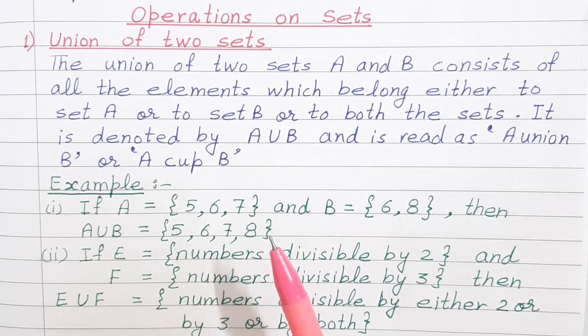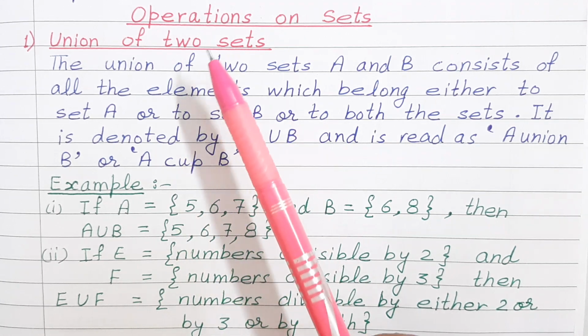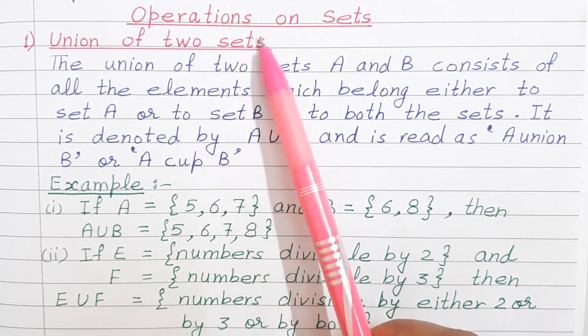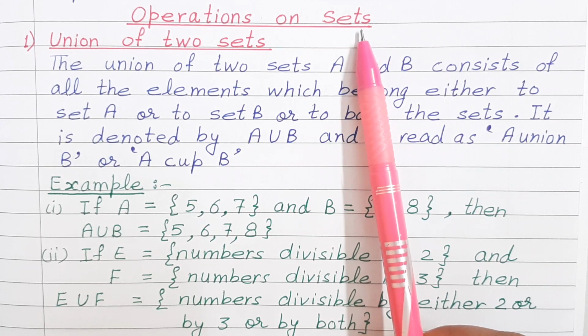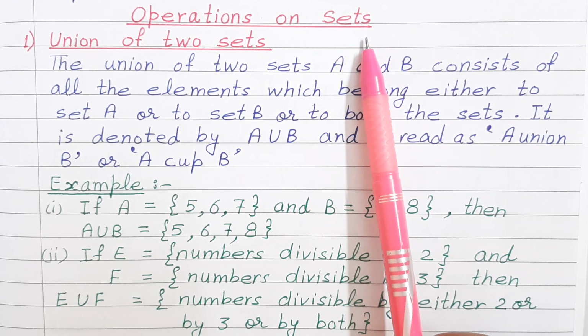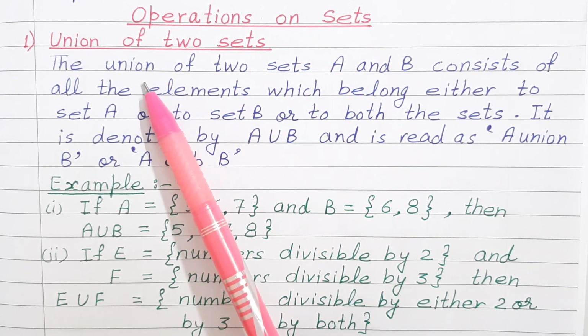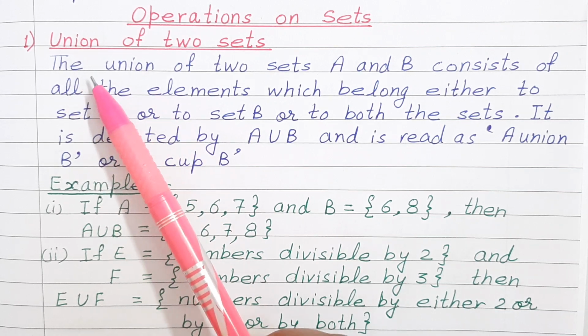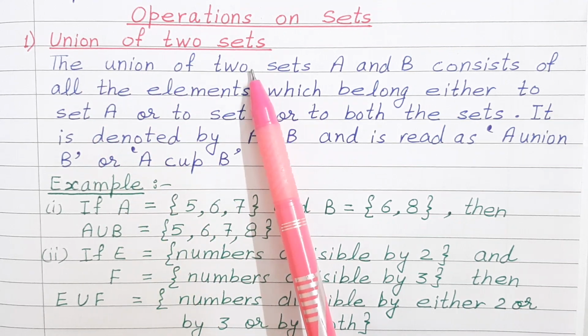Children, in the previous assignment, we have discussed different types of sets. Now, today we will discuss operations on sets. So, first of all, let us see what is the meaning of union of two sets.